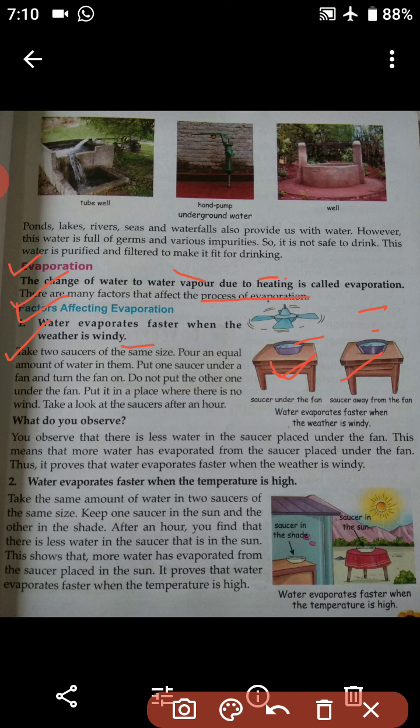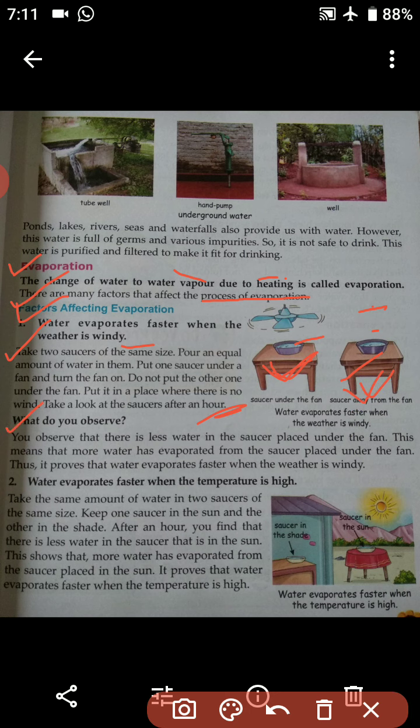Do not put the other one under the fan. So here there is no fan. Put it in a place where there is no wind. So the second saucer is put in a place where there is no fan or no wind. Take a look at the saucers after an hour.